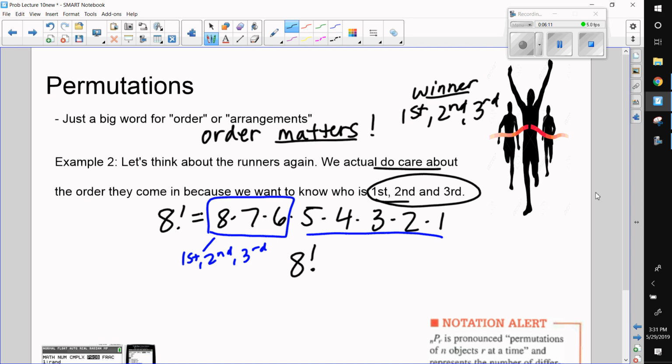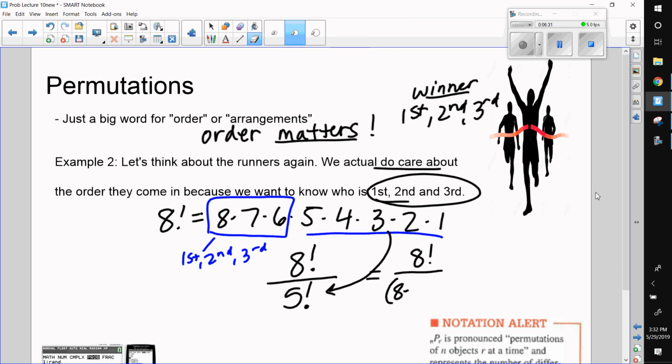So that means we have 8 factorial over 5 factorial. This part right here is that 5 factorial, and this is how you get a permutation, is you are subtracting on the bottom. So really you have your 8 factorial over 8 minus 3. So I've got 3 things that I'm dealing with, first, second, and third. 8 minus 3, I do this part first, which gives me that 5 factorial.